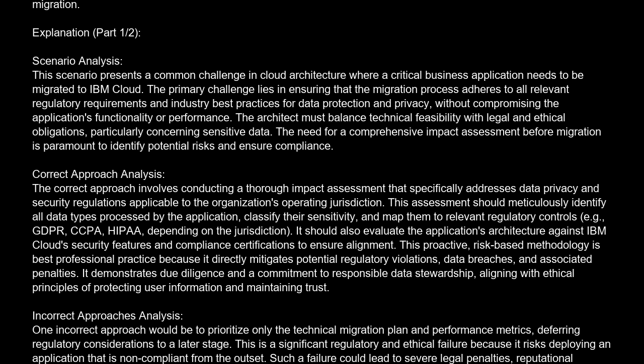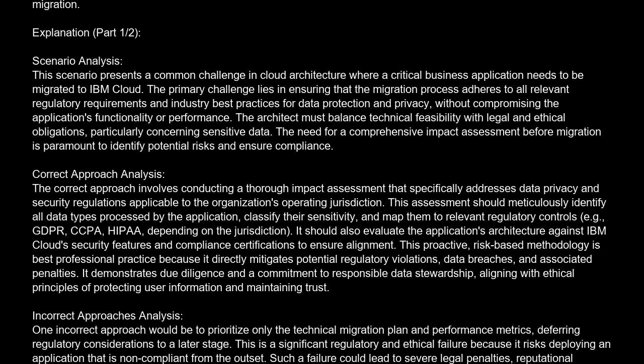This proactive, risk-based methodology is best professional practice because it directly mitigates potential regulatory violations, data breaches, and associated penalties. It demonstrates due diligence and a commitment to responsible data stewardship, aligning with ethical principles of protecting user information and maintaining trust. Incorrect approaches analysis.